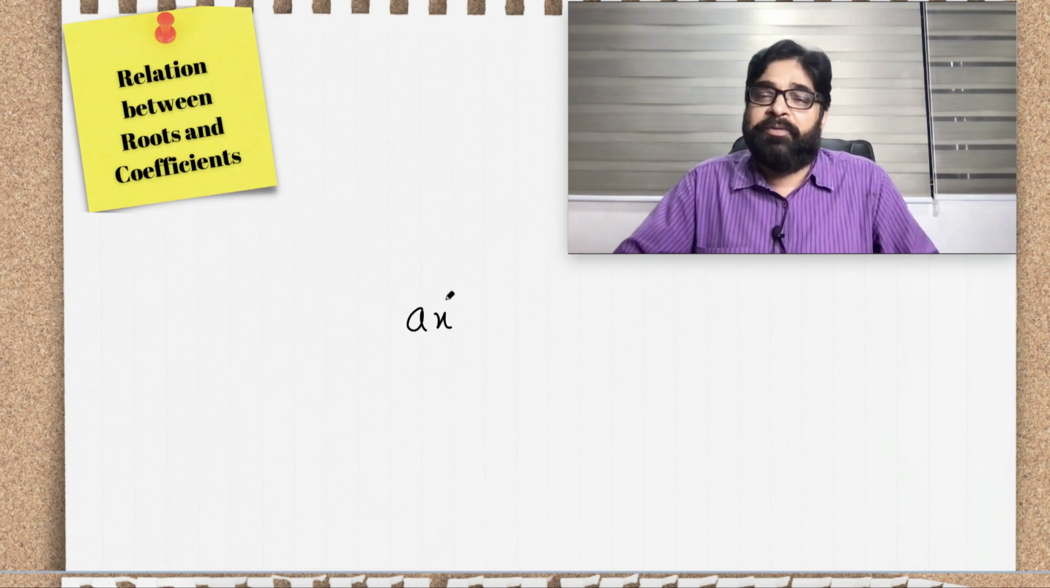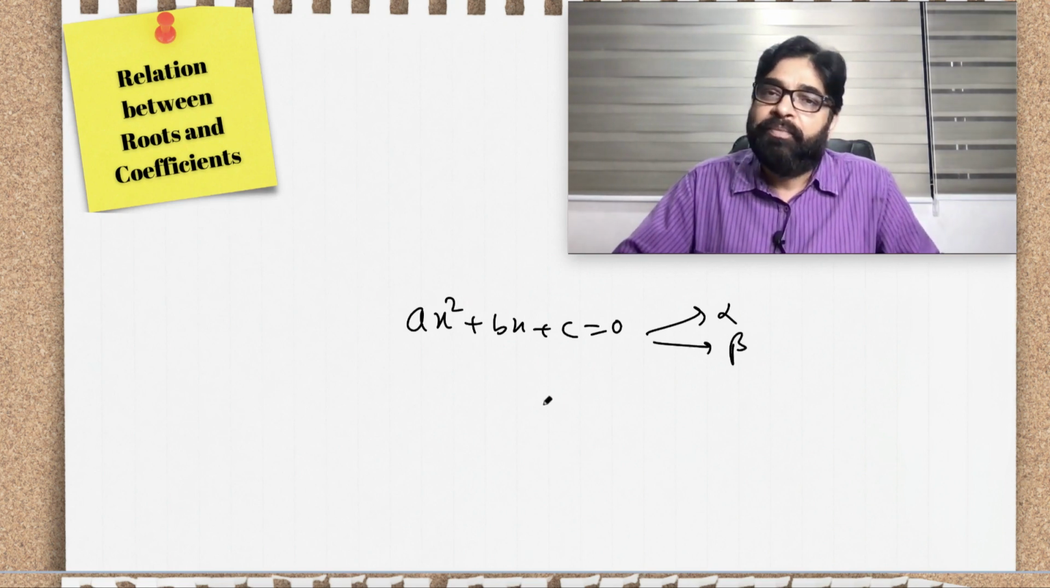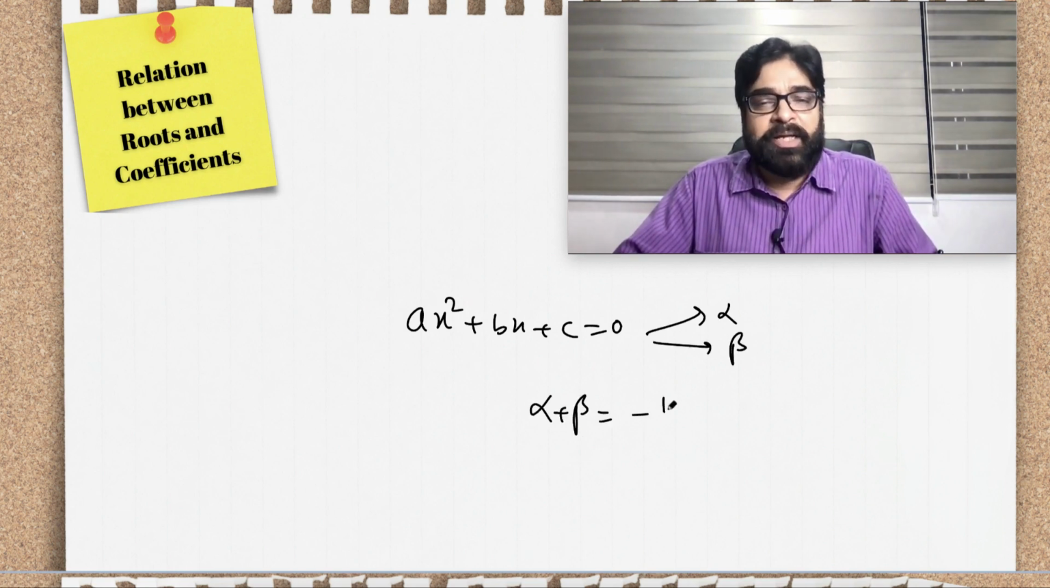For quadratics, from 10th class itself, you are learning the relation. That relation all of you know. If there are two roots alpha and beta, we know alpha plus beta equals minus b by a, and alpha beta will be equal to c by a.